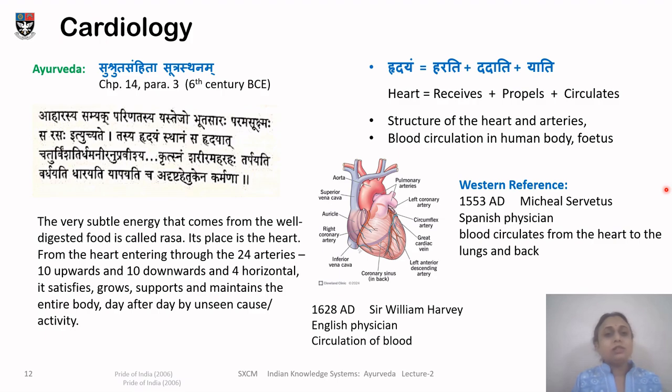The Western references to blood circulation in the body and to cardiology in general come only in the 16th century AD, where a Spanish physician, Michael Servetus, described the circulation that occurs in the heart and the lungs. And it was only in 1628 AD that Sir William Harvey, whom we all have probably heard about, the English physician, described the circulation of blood as we know it today. But it has already been mentioned many years ago in the Sushruta Samhita.